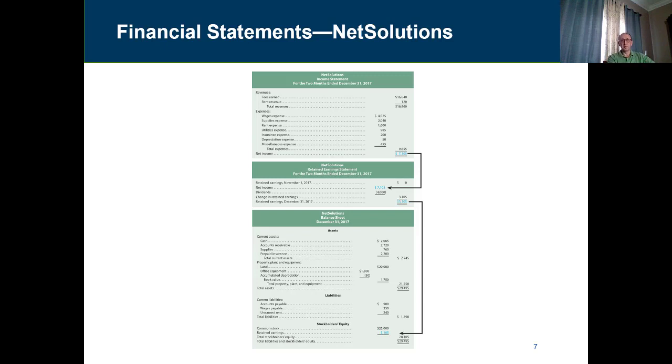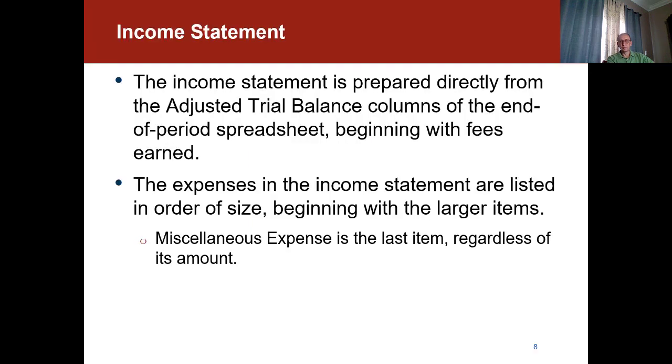Now let's talk a little bit more about these statements in more details. So let's start with the income statement. What is an income statement? So the income statement is prepared directly from the adjusted trial balance columns of the end of period spreadsheet beginning with fees earned. And by the way, fees earned is a revenue account. And I want to remind you that fees earned, it's a revenue account and it has a credit nature.